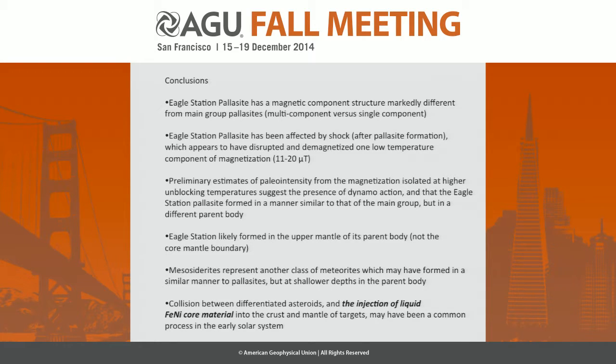But this is the real core, and I think this, again, builds on the talk we just heard, that our evidence suggests that collision between differentiated bodies in the early solar system that may or may not have hosted dynamos was a frequent event. Particularly, though, this injection of liquid iron-nickel core material from impactors into target bodies is one that likely occurred many times in the early solar system. Thank you.